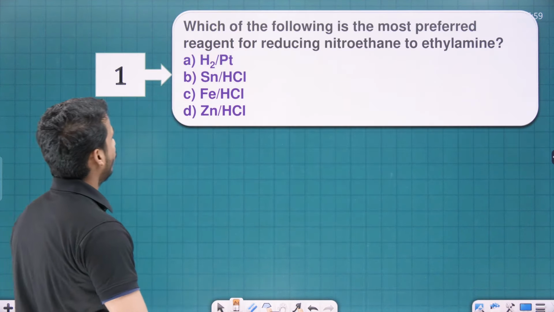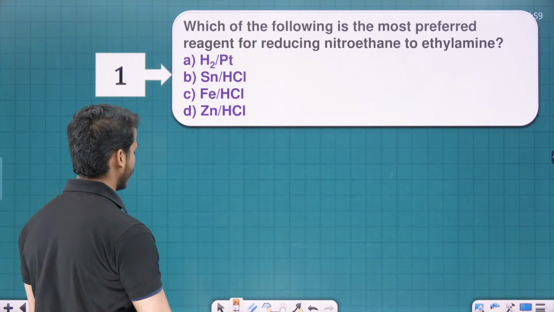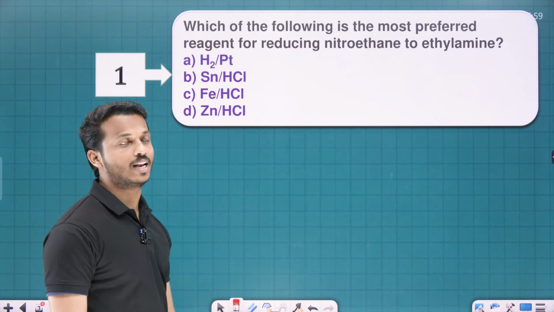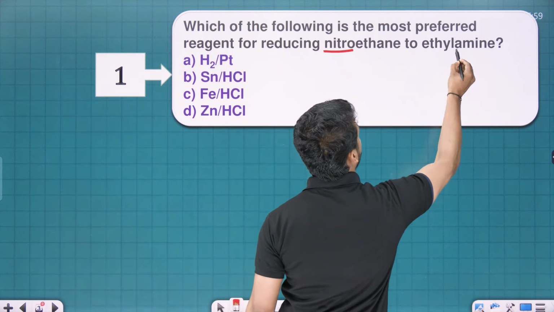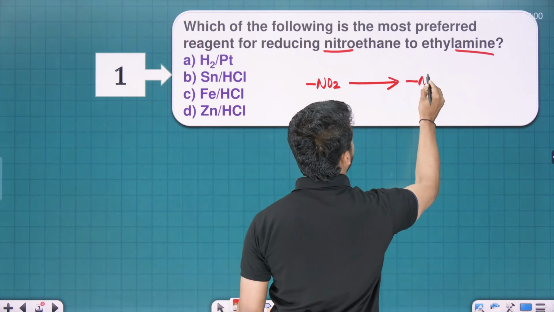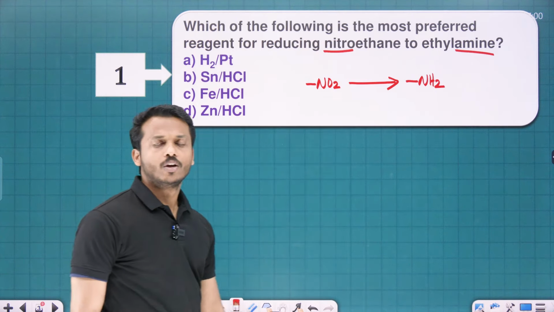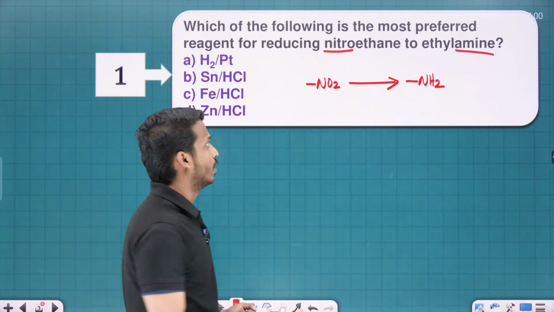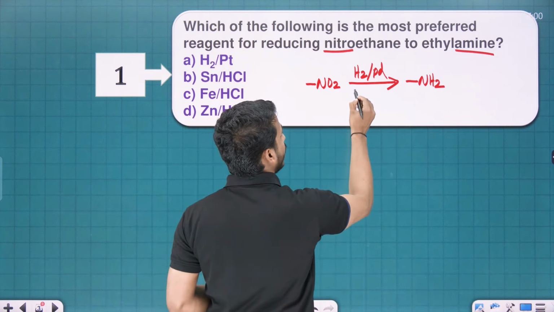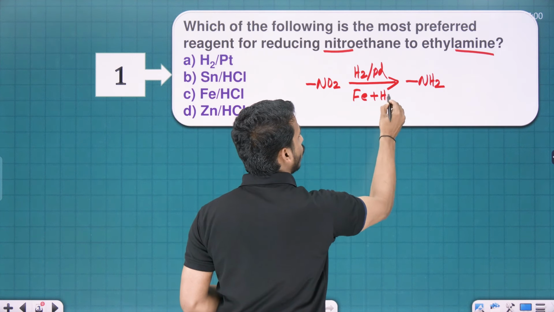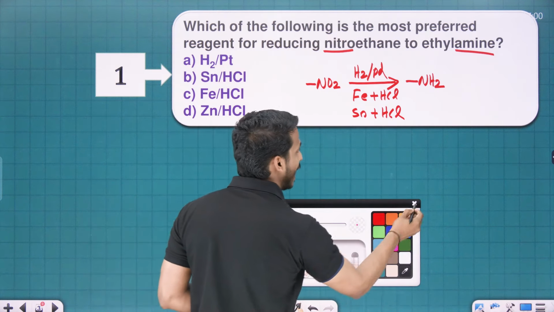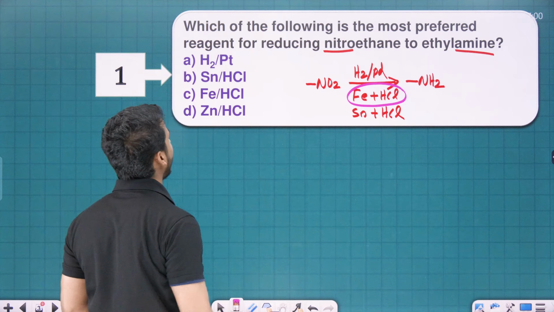Which of the following is the most preferred reagent for reducing nitroethane to ethylamine? Basically, nitro to amine. Which are the best reagents to convert nitro to NH2 amines? We studied it as per basic theory of the chapter. We use reducing agents like hydrogen with palladium in ethanol medium, or we can use iron and HCl, or tin and HCl. These are the reagents we studied. Which is the best reagent? Iron and HCl is the best.